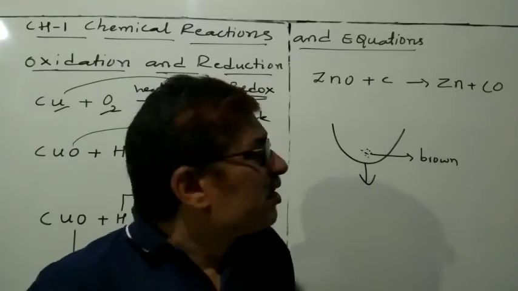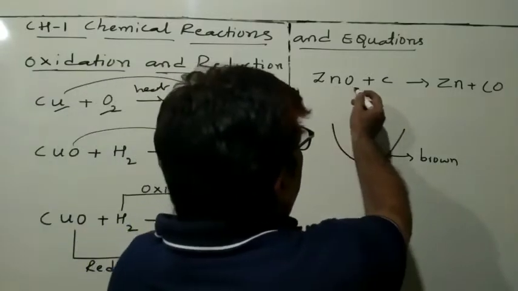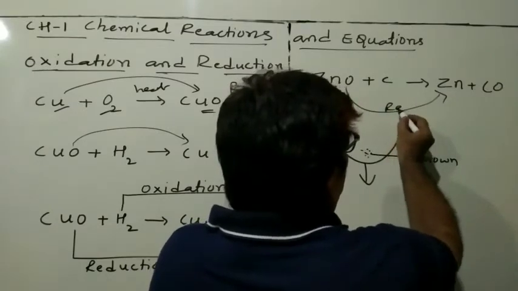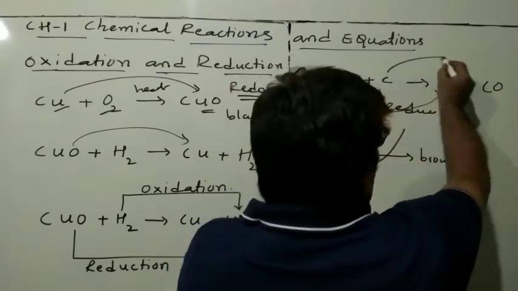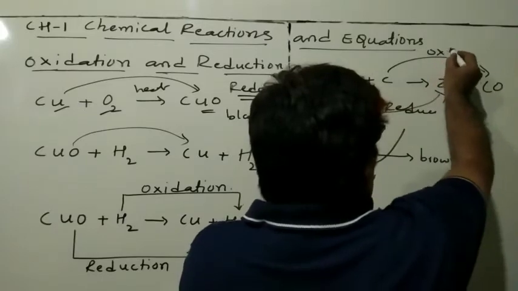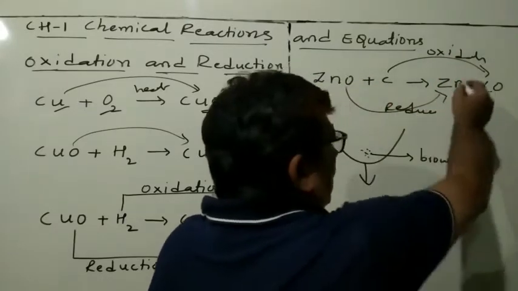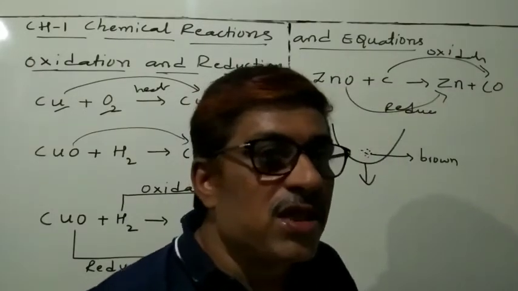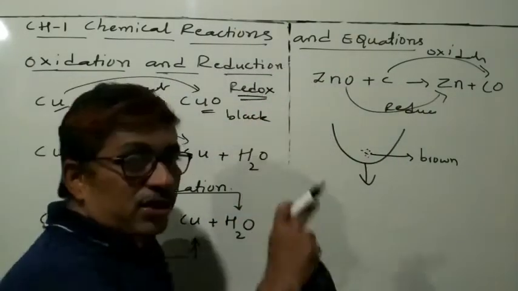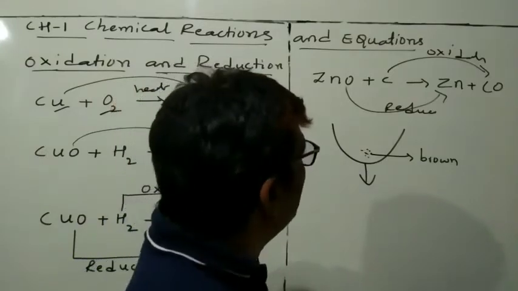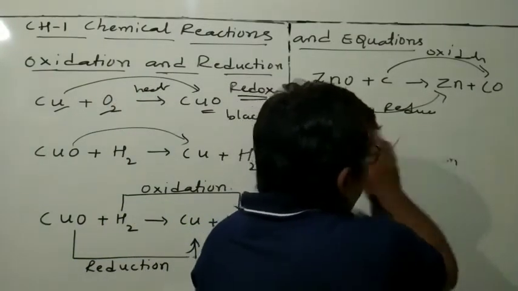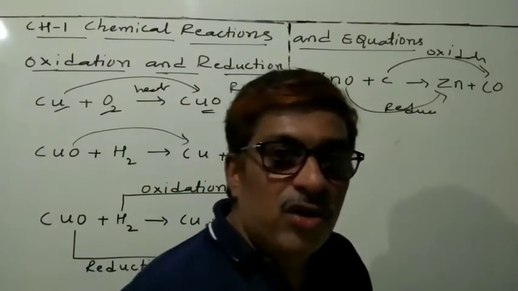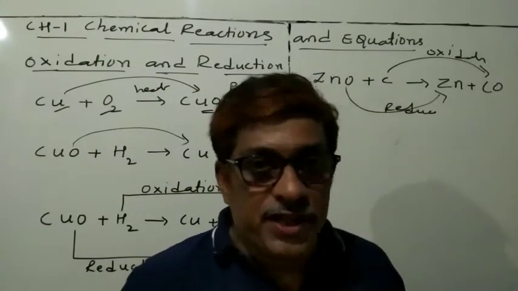Okay, got the idea? In a similar way, here also you see one more example. Here oxygen is removed, so this is reduction, and here there is addition of oxygen, so this is oxidation. Both reactions have taken place here, so this process is called a redox reaction. So oxidation as well as reduction both take place in a single reaction.